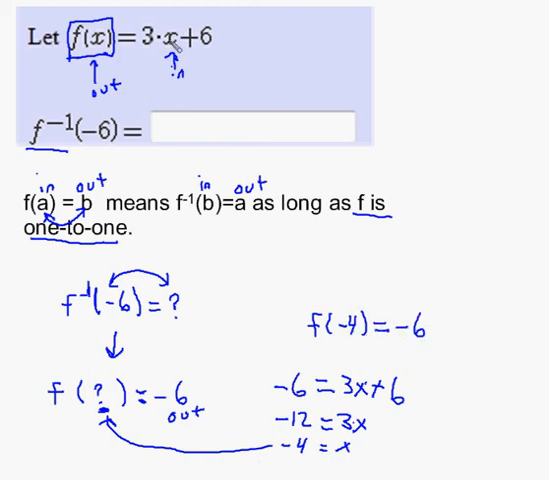You could plug negative 4 in and work out the math. You'd see that you get out negative 6. But this is equivalent to the statement for f inverse. If I replace f with f inverse, that means I swap these two numbers around. So the negative 6 would be in here, and the negative 4 would be out there. So just showing you that we did answer the question. F inverse of negative 6 is indeed negative 4.